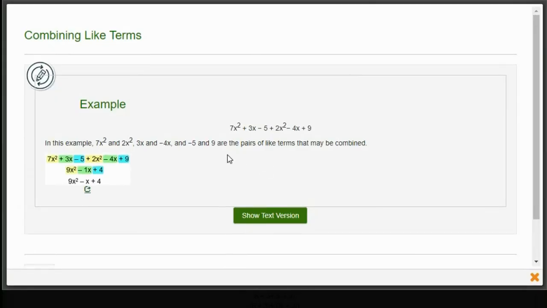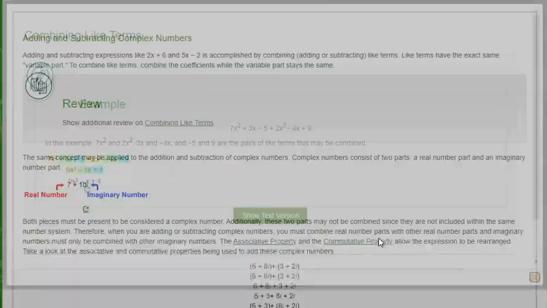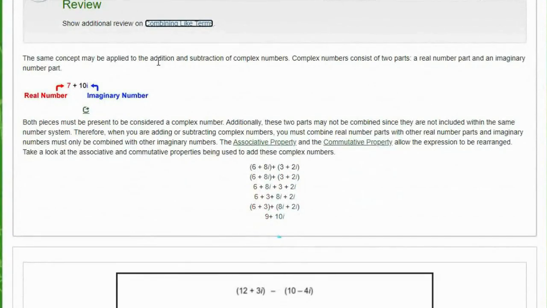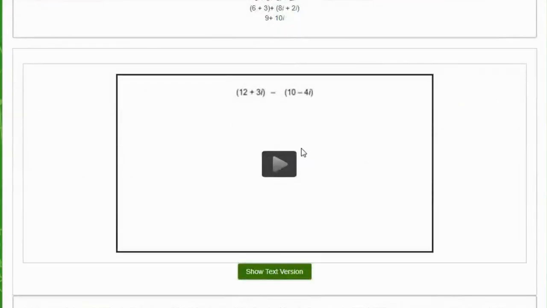All right. So that was combining like terms, their example. So the same concept goes with complex numbers. The real number and imaginary number. If we have 6 plus 8i being added to 3 plus 2i, the 6 plus 3 can be put together because that's the real part. The 8i and the 2i can be put together because that's the imaginary part. So the answer is 9 plus 10i. 6 plus 3 is 9. 8i plus 2i is 10i. All right, let's look at subtraction.